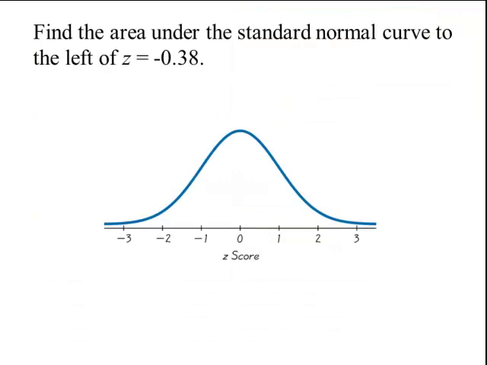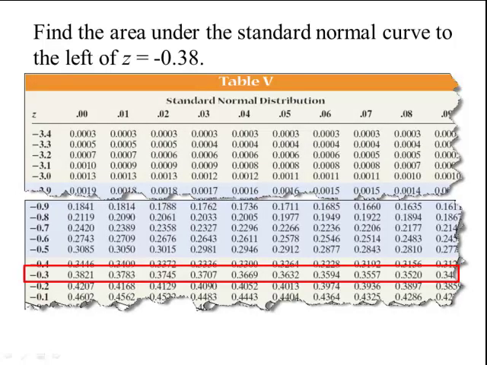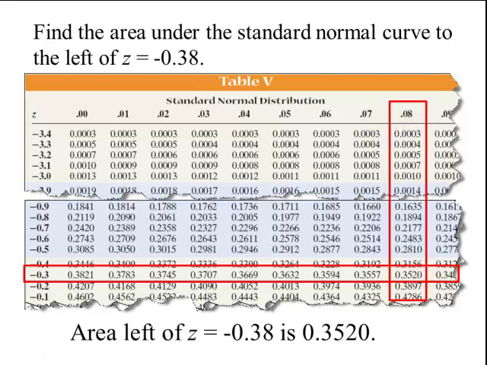Find the area under the standard normal curve to the left of z-score equal negative 0.38. So our first step is we want to draw a picture. From the picture we see that our answer should be less than 0.5. So we go to our Table 5. First we get the row component, which is negative 0.3, and then we need to get our column component, which is 0.08. And where these intersect, that will be our answer. So the area to the left of z equals negative 0.38 is 0.3520.